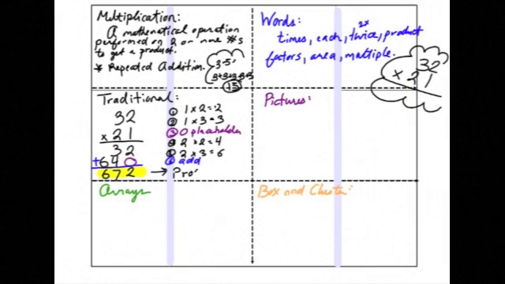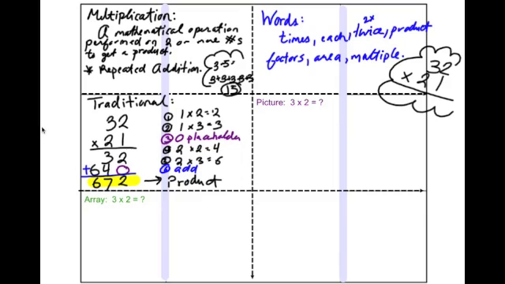The picture method of multiplication best works with smaller digit multiplication problems. So I wouldn't recommend attempting this with larger than 1-digit numbers. Maybe a 1-digit number multiplied by a 2-digit number, but that's really the extent that you're going to want to utilize the picture method or the array method. And I'll show you why.